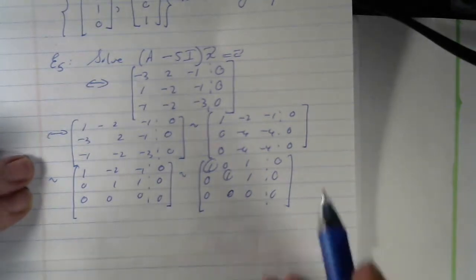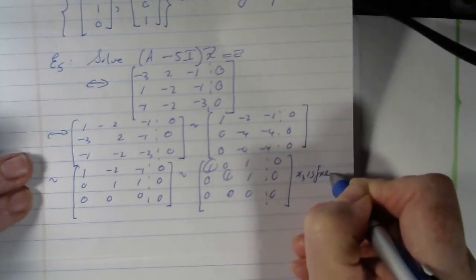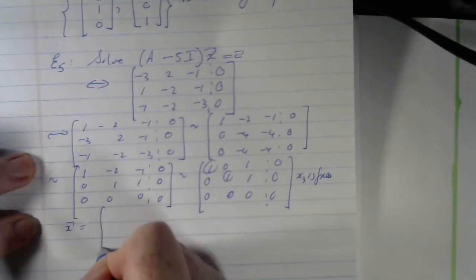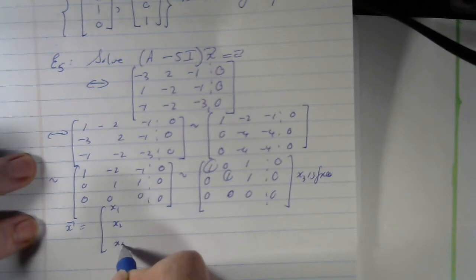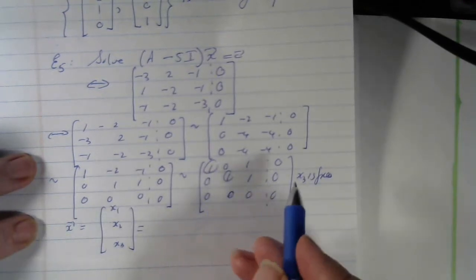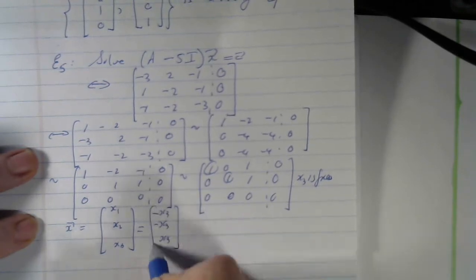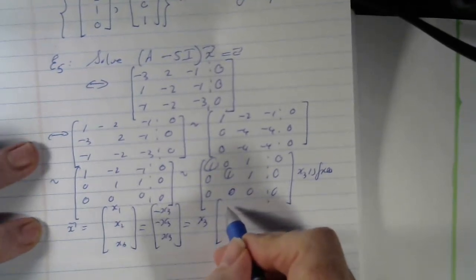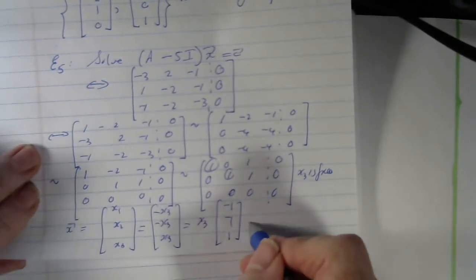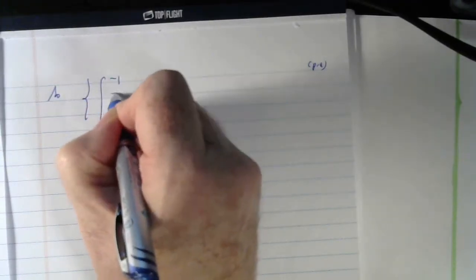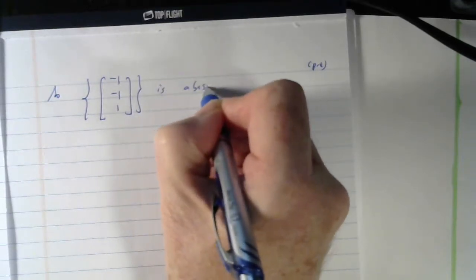And we see that x3 is a free variable. Our solution vector x is x1, x2, and x3. So x1 has to be negative x3. x2 is negative x3. And x3 is x3. We factor out an x3, and we got a vector (-1, -1, 1). And so the vector (-1, -1, 1) will form a basis for E5.